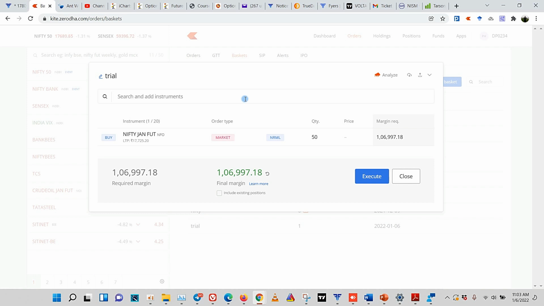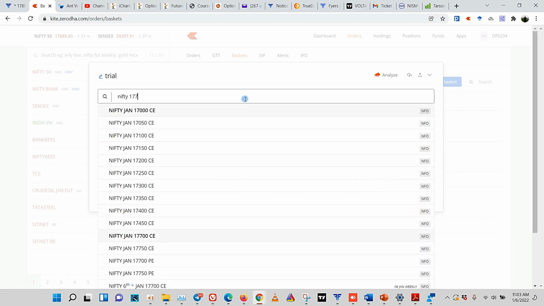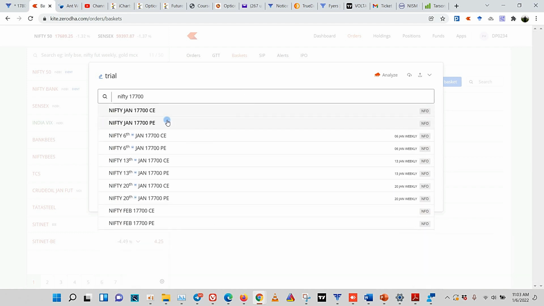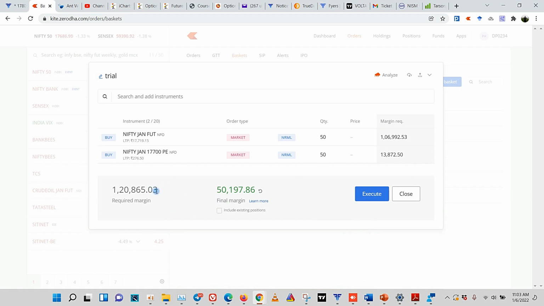Now this is futures long, and if we hedge this position with put long, Nifty 17,700 January put. If we buy this put, you can see margin requirement is just 50,000 rupees. Margin has decreased by 50% or so. Here original margin requirement will be 1,20,000, but now margin requirement is 50,200 rupees.